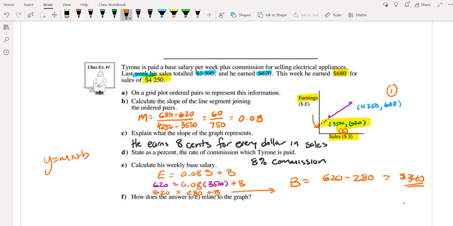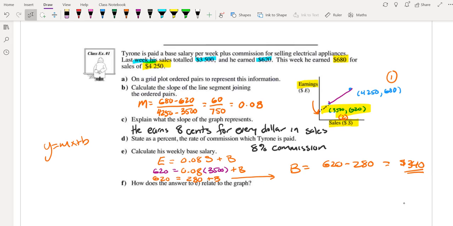Right. So F, it goes, how does the answer to E relate to the graph? We've already talked about it. I thought it made more sense to talk about it beforehand. Right? It is at the y-intercept, the e-intercept, that's the variable that we have on the y-axis of the graph. Right.